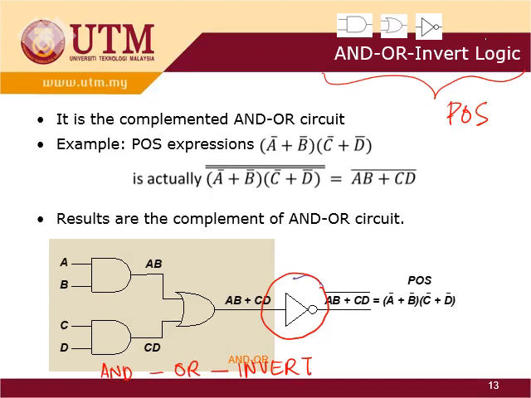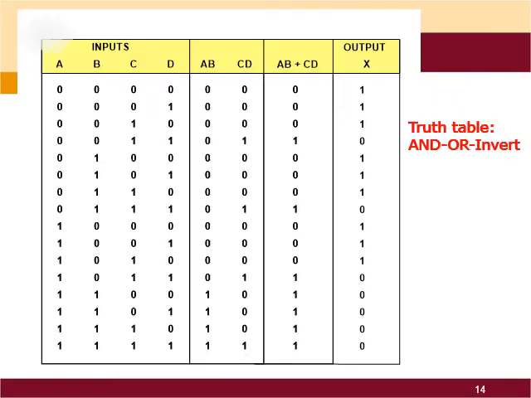So there are two ways we can draw post-expression. The normal post drawing, OR first and then AND. But there is a second way of drawing it using AND OR logic. By introducing invert, with post we draw AND OR invert logic. Okay, so how do we implement AND OR invert?